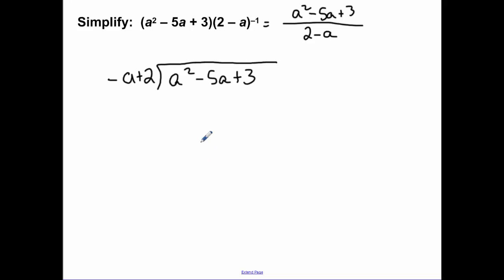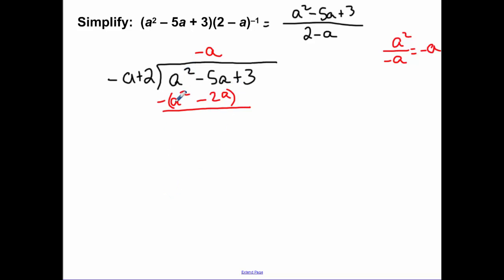Okay, so what times negative a gets me a positive a squared? Or you could think about it like a squared divided by a negative a. That simplifies to be a negative a. So that's how I know what goes up top. Then you take and you multiply this negative a to both of those two terms. A squared minus 2a. Now remember, you're subtracting.